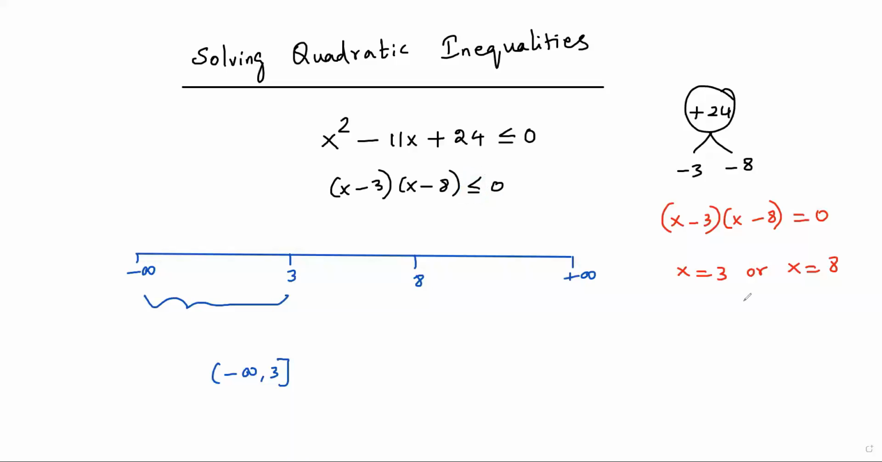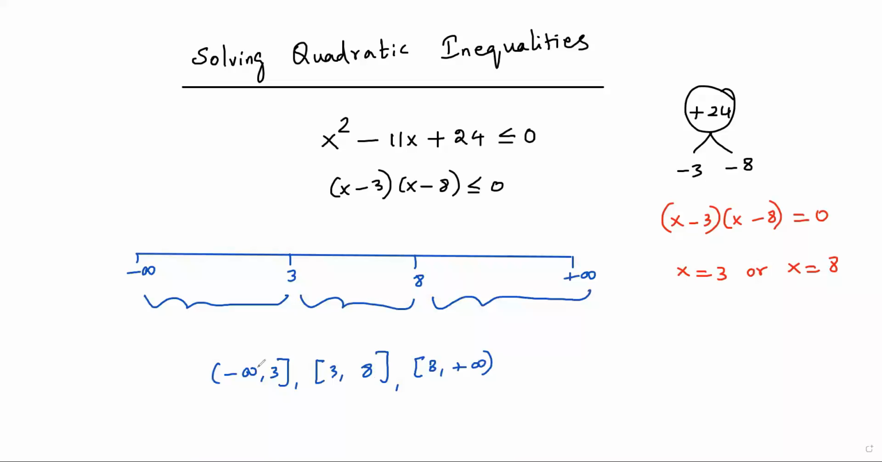So 3 and 8 both can be considered as values of x, because even when you plug in x equal to 3, the value of this expression will be 0. 0 is equal to 0 can be accepted. And the second interval is 3, 8. And the third interval is 8, positive infinity.